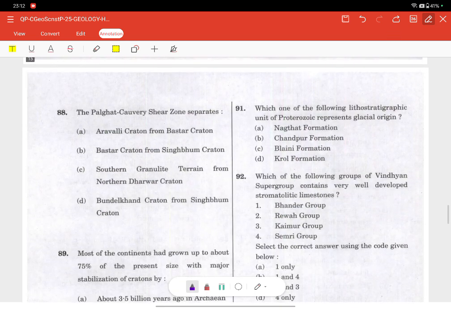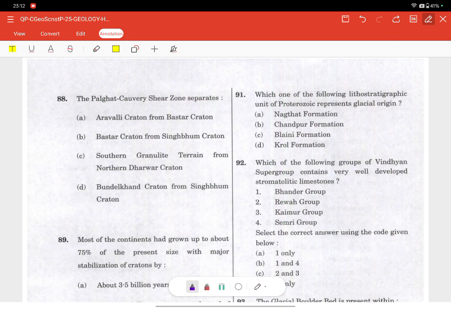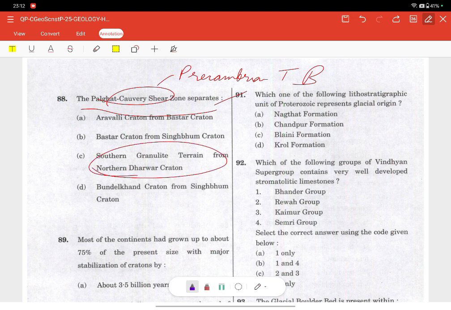Now we have the 88th question. The Palghat-Cauvery shear zone separates two geological domains. The Palghat-Cauvery shear zone is basically a pre-Cambrian tectonic boundary in southern India with a craton-mobile belt interface. So the correct option is southern granulite terrain from the northern Dharwar Craton.